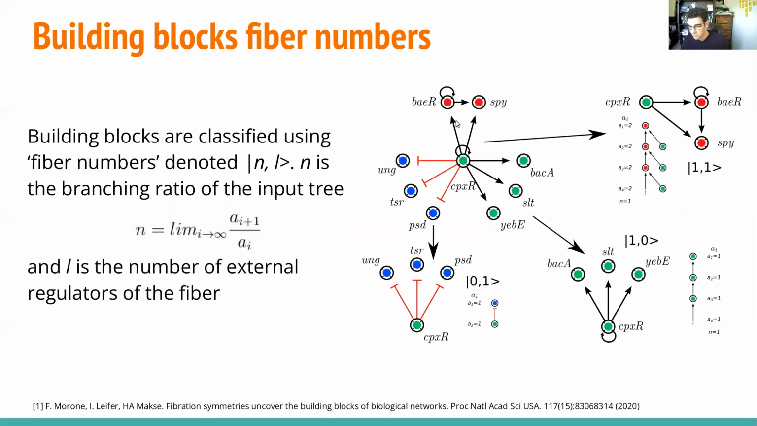So, another example here is this circuit from before. If we consider this circuit, it breaks into 3 building blocks corresponding to 3 colors. By applying this analysis, we can find all kinds of different topologies of building blocks. But it turned out that we can classify all these different topologies using only 2 numbers, which we call fiber numbers.